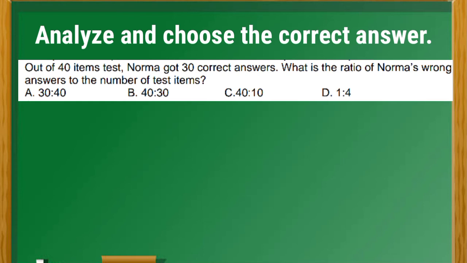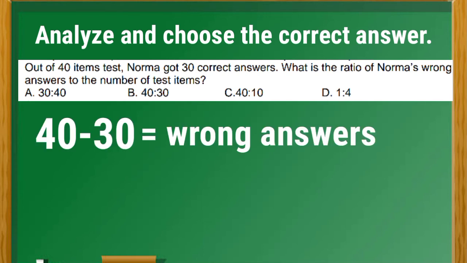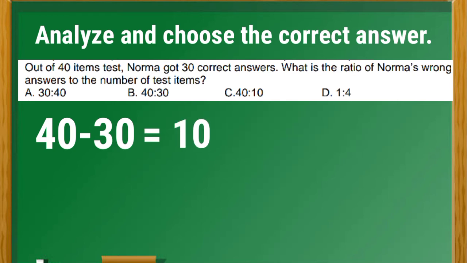So what will you do here? In order to know Norma's wrong answers, we have to subtract the 30 correct answers from the 40 test items to get the number of wrong answers. So 40 minus 30 is 10. So the number of Norma's wrong answers is 10. And what is the number of test items? We have 40. So what do you think is the answer?